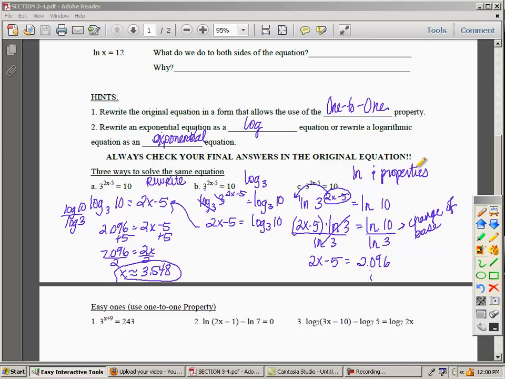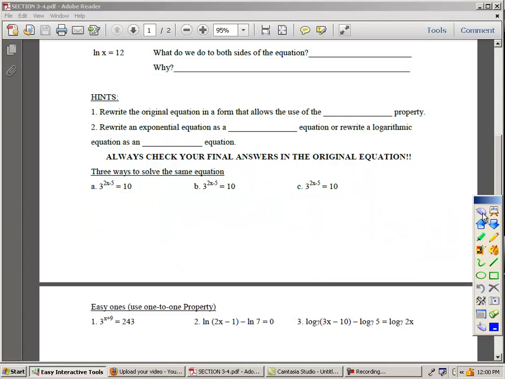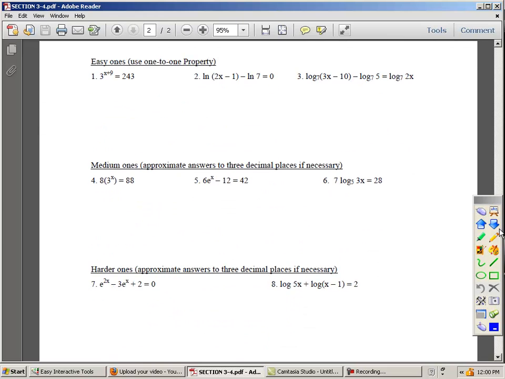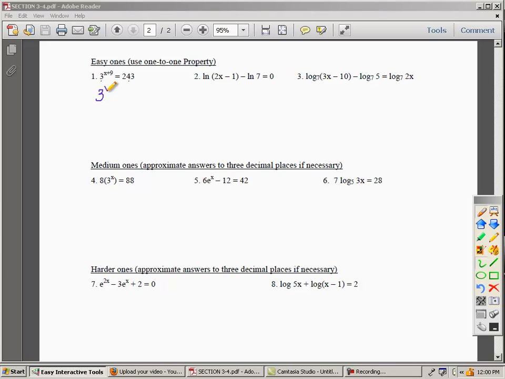So let's flip the page. Let's look at some one-to-one properties. The one-to-one property, if we remember back from the first couple of sections, said basically, can you make these two bases the same? And you always want to use the smaller number, so I'm going to leave this as 3 to the x plus 9. The question is, can I make this 3 to some power? And the answer is yes. It's 3 to the 5th that will get you to 243.